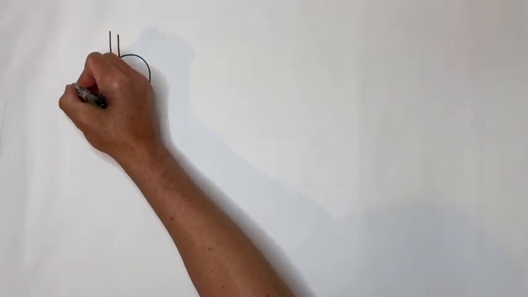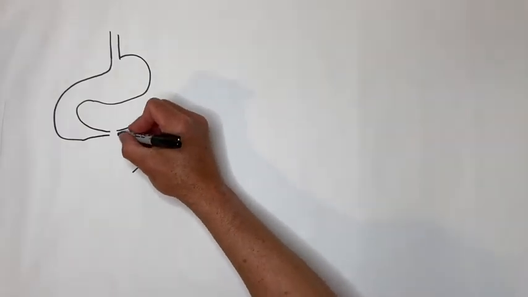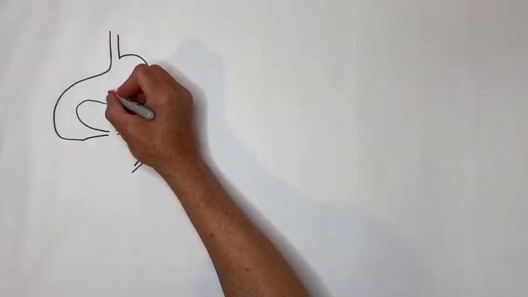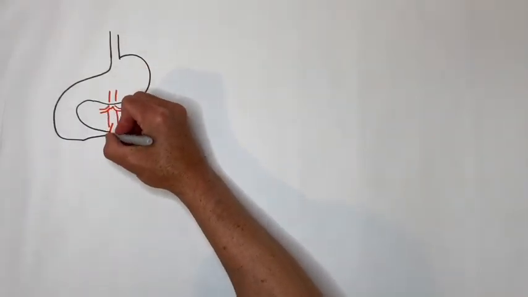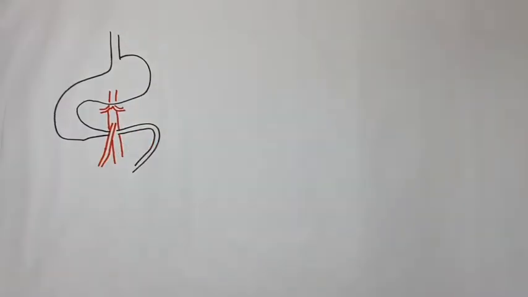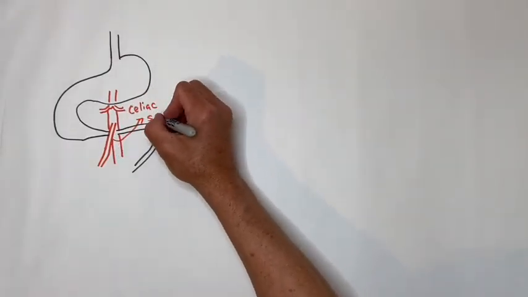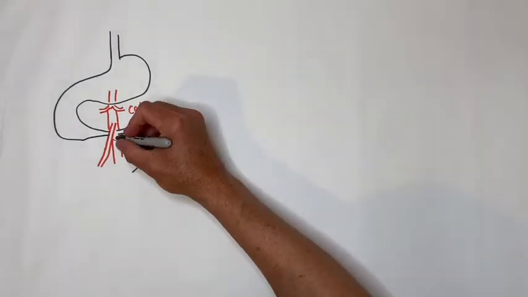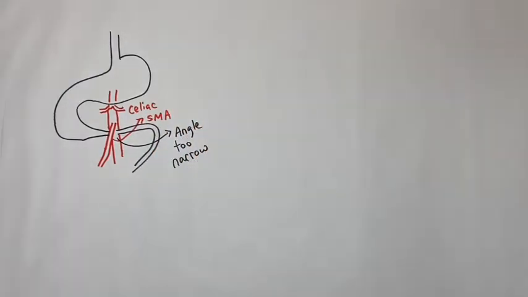Let's talk about some structural diseases. SMA syndrome or Wilkie syndrome is when patients have rapid weight loss and the SMA and root of the mesentery have too narrow of an angle, and this squeezes shut the D3 portion of the duodenum and causes an obstruction.